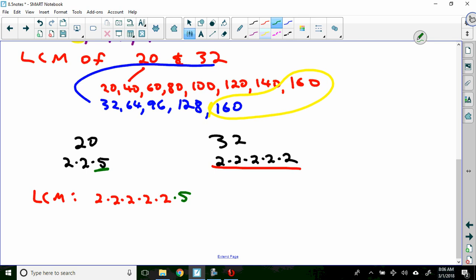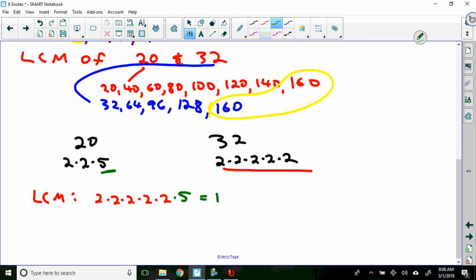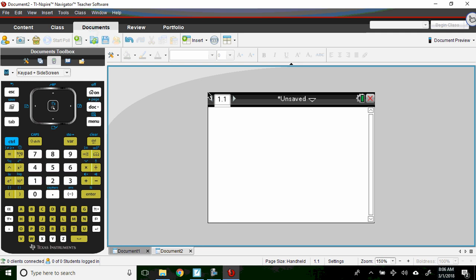Wait a minute, that did it, didn't it? 32 has all these in it. 20 only has 2 2's, but this one has 5, so we need all 5 of those 2's. And 20 had a 5 in it, 32 didn't, but we need to represent that 5. And if we do that, that ends up being 160. And that's how we find the LCM of those. We break it down into its prime factors, and we have to represent every single one without representing them more than we need to. It's kind of a difficult concept to explain. Kind of a difficult concept to understand, if I'm being honest.